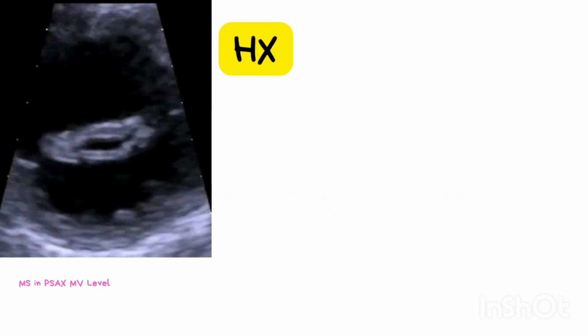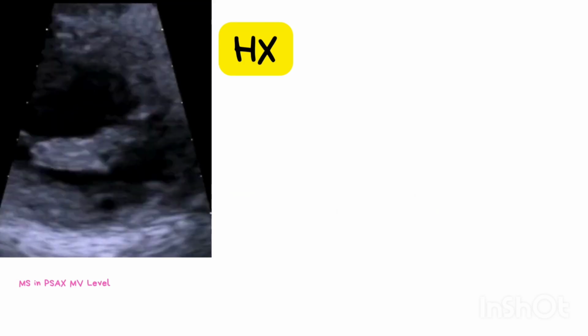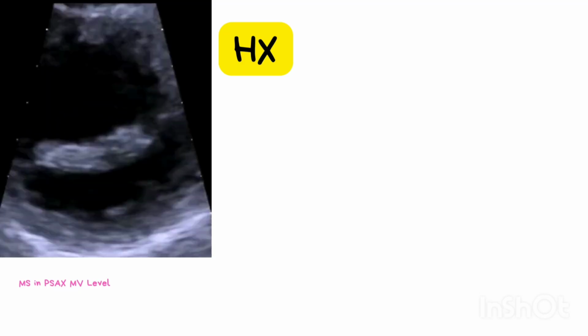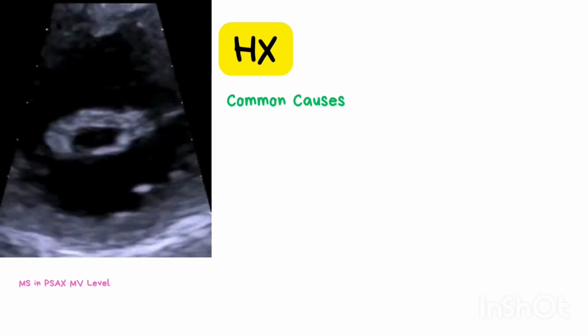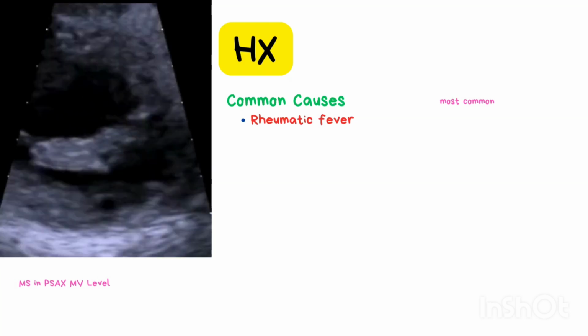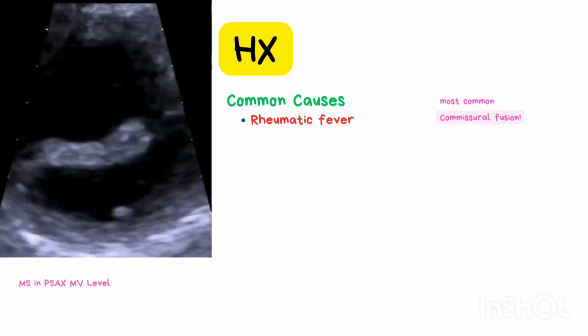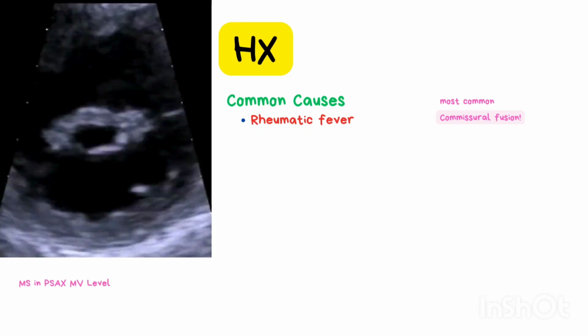Let's get into it. Let's talk about what causes mitral stenosis, because understanding the why behind the narrowing helps us better interpret what we see on echo. The most common cause of mitral stenosis worldwide is rheumatic fever. This is a post-inflammatory condition that leads to classic features like commissural fusion, meaning that the edges of the valve leaflets where they open are stuck together.